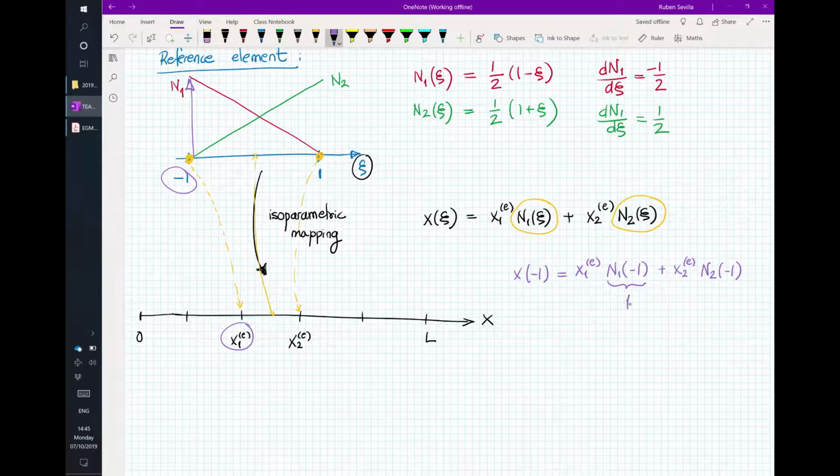What is n2 of minus 1? 0. Okay, there you go. This is what you wanted. You wanted the first point to be transformed to the first point. Here you have it. And what about the second? Similar.